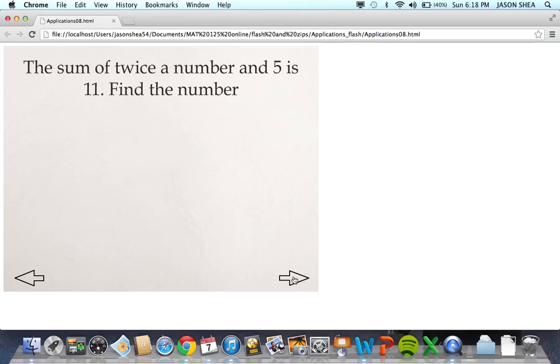We're going to start off trying to translate a mathematical sentence into an equation and solve it. We'll start off with an easier example. The sum of twice a number and 5 is 11. Find the number. I'd like you to hit pause and try to solve this equation on your own.